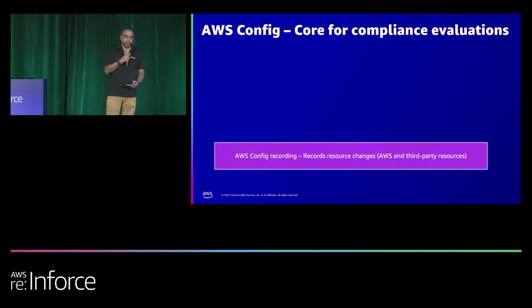With AWS config recording, you not only can detect changes to AWS resources, but you can also bring in resources that are outside of AWS, using this feature called custom CIs. So now your resource could be on-premise or in some other cloud provider, and you can actually track those resources in AWS config recording as well.